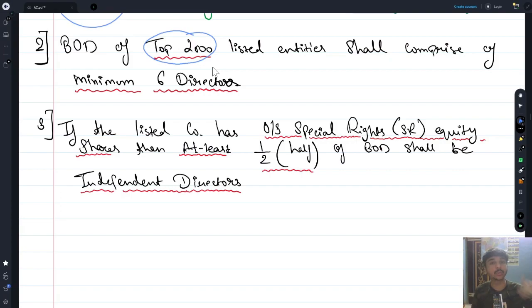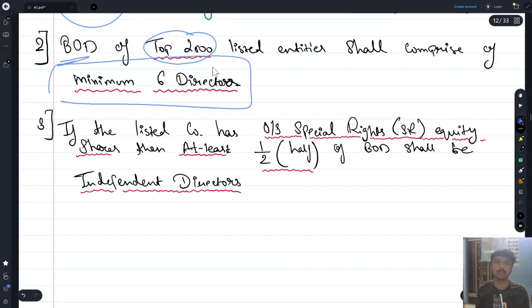Now, top 2000 listed entities. For the top 1000, the new criterion was only one woman independent director. But if you are in the top 2000 listed entities, your board of directors should have a minimum of 6 directors. Minimum 6 directors. Again, a lucky number for this chapter is 3, a multiple of 3 into 2, 6.